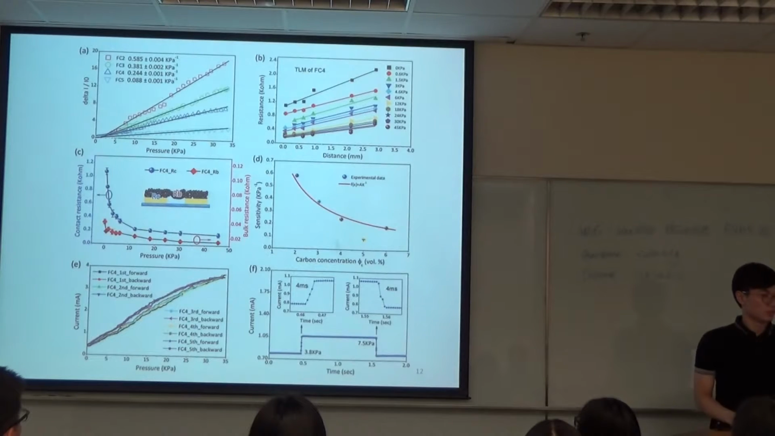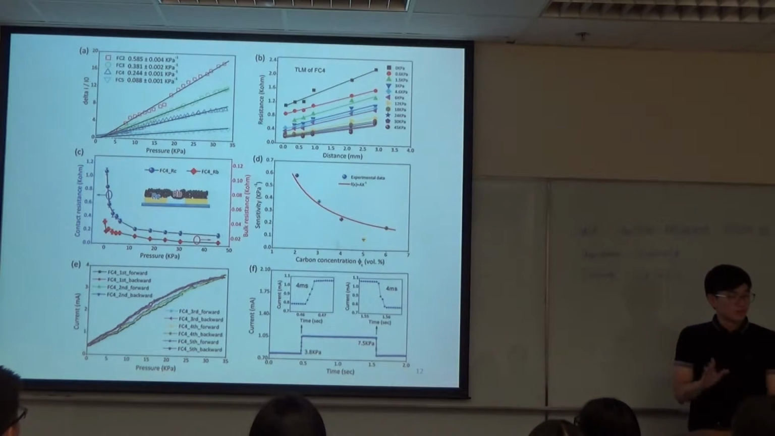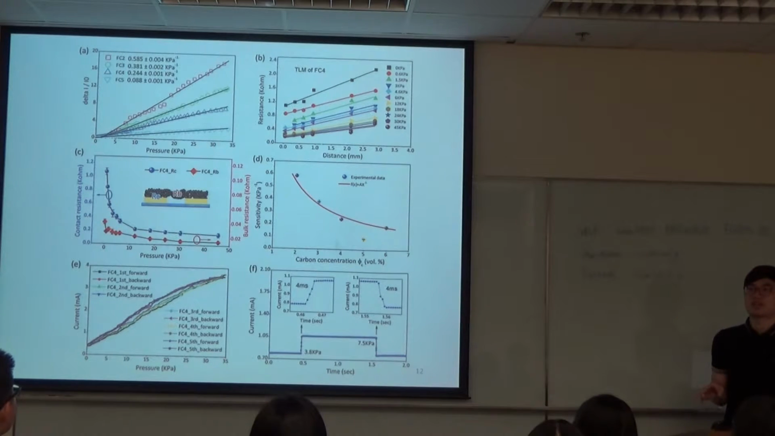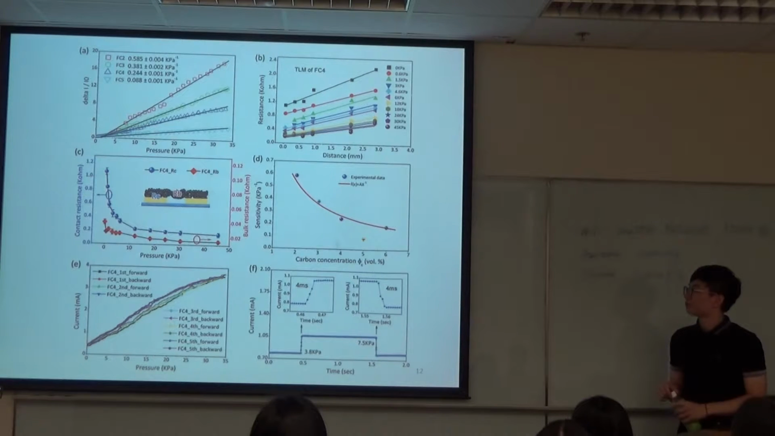Well, we do have a lot of data, and what's important is that we found that a concentration of 4% carbon in this FC gives the sensitivity to detect the human pulse.